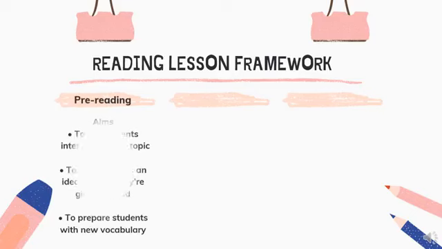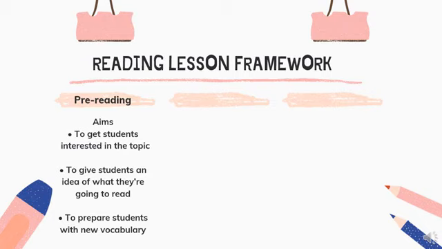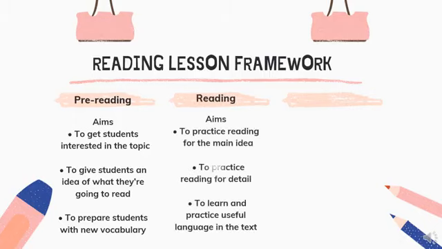In the pre-reading stage, its aims are to get students interested in the topic, to give students an idea of what they're going to read, and to prepare students with new vocabulary. In the reading stage, its aims are to practice reading for the main idea, to practice reading for detail, and to learn and practice useful language in the text. Lastly, the post-reading stage, its aim is to practice responding to the text.